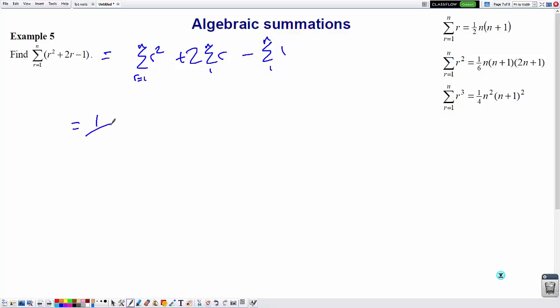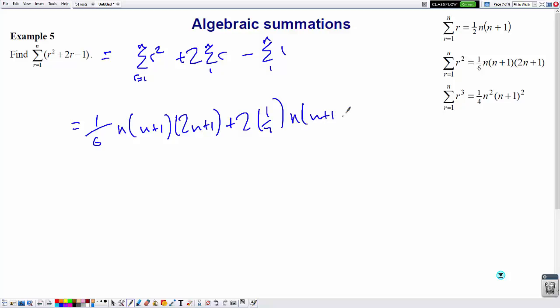I just copy this whole thing out for sigma r squared. So it's just a 6, n plus 1, 2n plus 1. What's this? Well, sigma r is a half n plus 1, and I've got 2 lots of that. So 2 lots of half, and you can already see that will simplify. But let's leave it there for now. n plus 1. And this is just sigma 1, this is just n, so minus n. Now, usually at this stage, in this example, they haven't given us an end goal, so we are done. We've done what they've asked us to do.